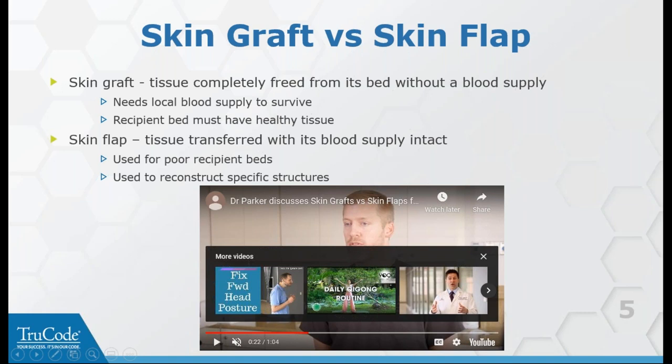And then on the other hand, when a skin flap is performed, the tissue is transferred with its blood supply intact. So skin flaps can be used for poor recipient beds, and they're also going to be used to reconstruct specific structures. So reconstruction of the breast or the pharynx, and then also very commonly used in facial reconstruction after skin cancer excision.